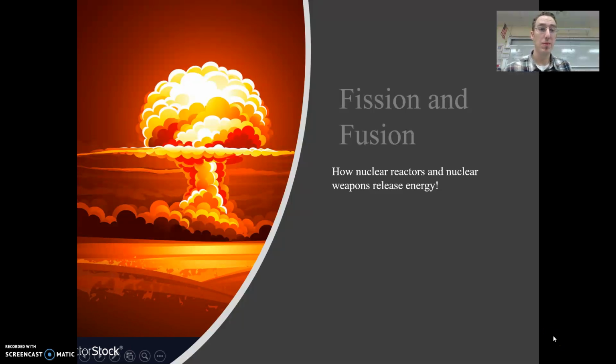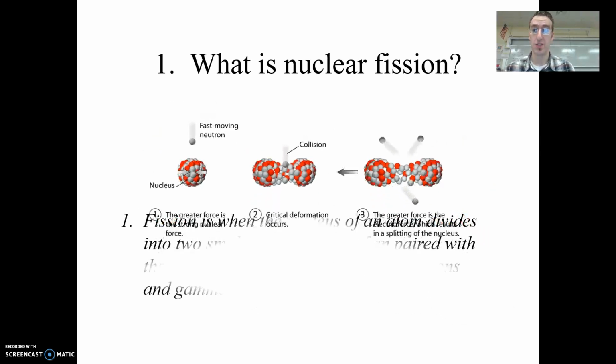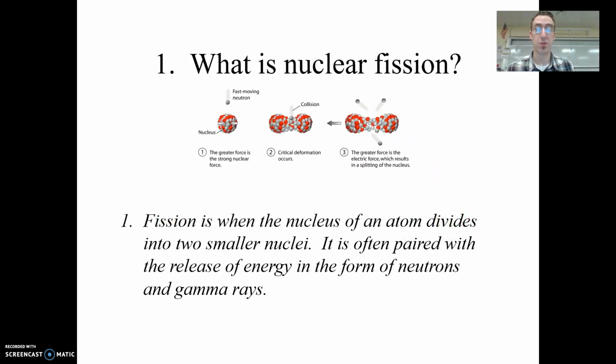Hey everybody, today we're going to talk about fission and fusion, which is how nuclear reactors and nuclear weapons release energy. So first of all, what is nuclear fission? Fission is when the nucleus of an atom divides into two smaller nuclei. It is often paired with the release of energy in the form of neutrons and gamma rays.